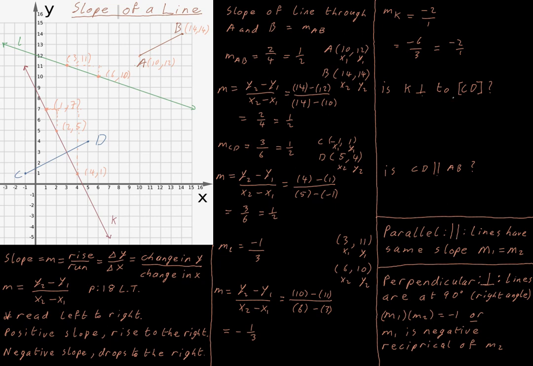So is K perpendicular to CD? Let's take our two slopes and see if we multiply them together to get -1. So the slope of K is going to be -2, or -2/1, and the slope of CD is 1/2. We already worked them out. If we multiply those two together, we get -1. And that is the way we know we have perpendicular slopes. Now, is CD parallel to AB? Well, parallel means are the slopes equal? And we see 1/2 is equal to 1/2, so they are parallel. And that is what we need for now.